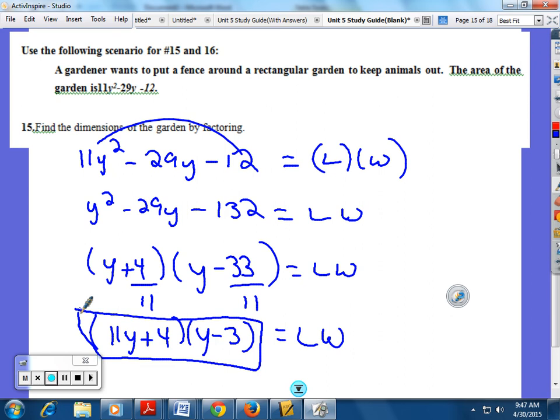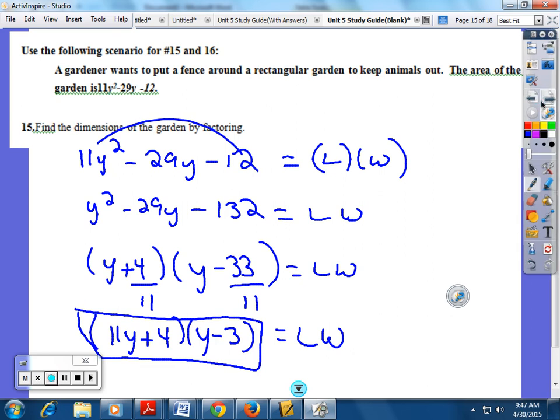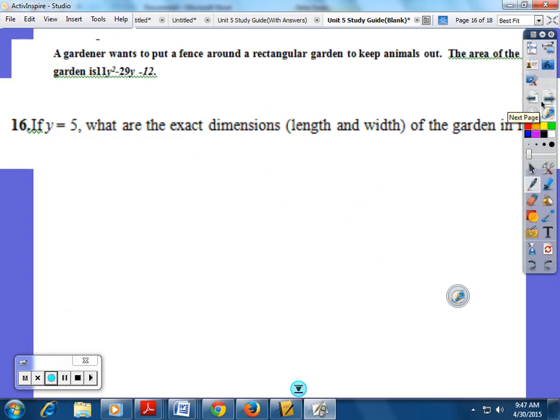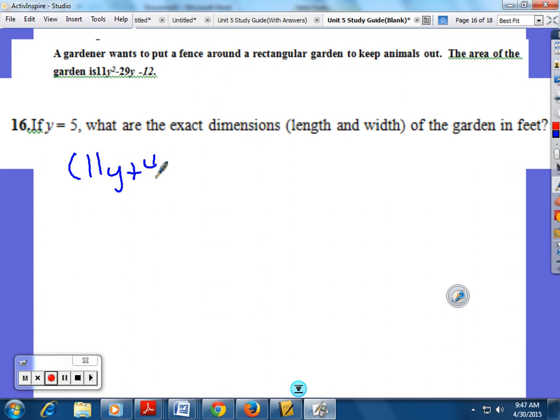Now, in the next problem, they say using the information from number 15, what are the exact dimensions of the garden? Meaning we have to get a number answer. So we just take our answer from the other problem because this is an extension of the problem we just did. We know that's either the length or the width, or these are the dimensions. We just plug in 5 in place of y.